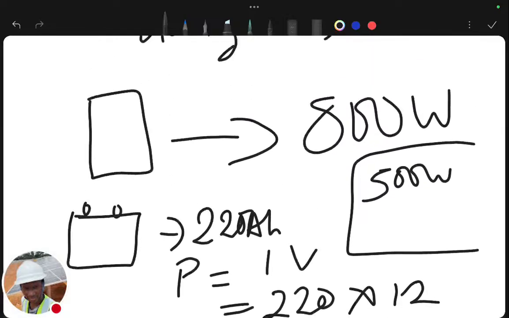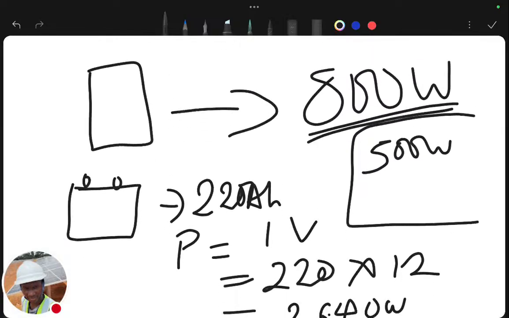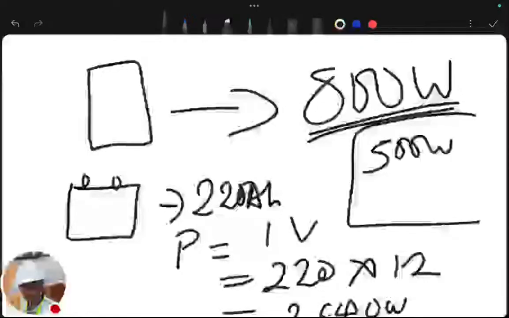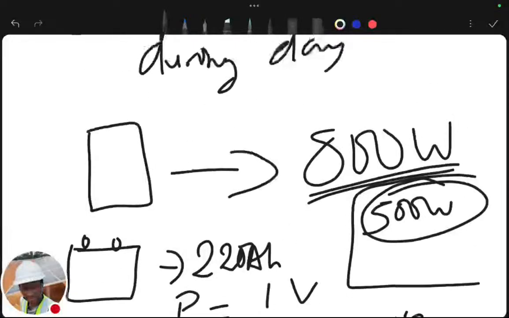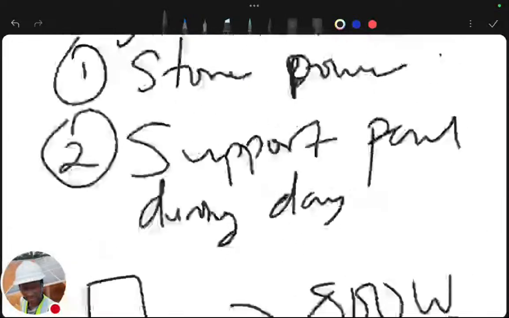Now of course this 800 watts depends on if there is a lot of sun. You don't expect there to be a lot of sun every time. Let's say in the morning, somewhere around 10 o'clock, the panel is giving you half that, which is like 400 watts. That 400 watts is not enough to supply our 500 watt load. That is where the battery comes in. The battery supplements the load. So that is the first.